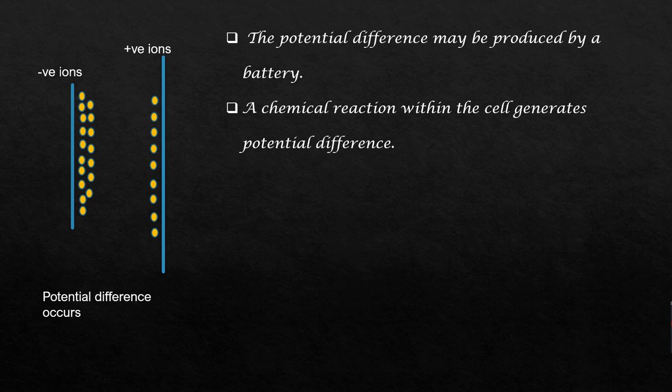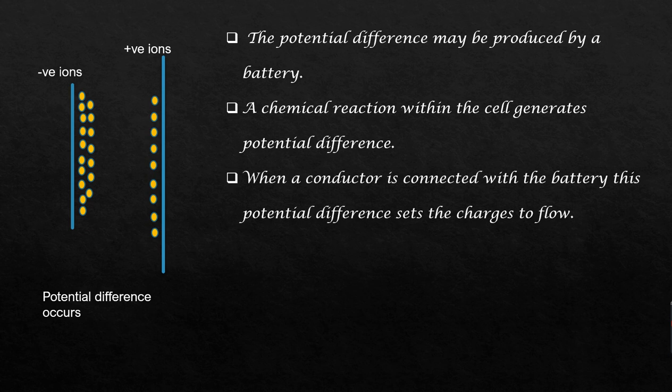So now how do these charges flow? When the conductor is connected with the battery, this potential difference sets the charges to flow. So potential difference is the main reason for the charges to flow inside a circuit. Also, let me say that here is a point A and point B in a circuit. Now a charge has to flow from point A to point B. So potential difference basically does that, right? So potential difference sets the charge to flow from point A to point B.